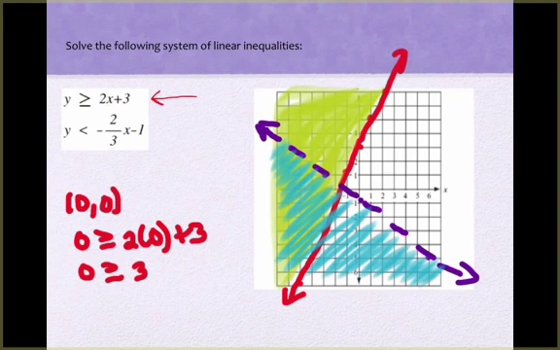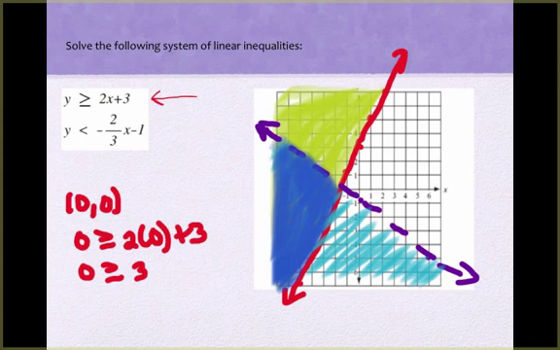So if we're looking at the system of inequalities, we want the part that's been shaded by both inequalities, and that's going to be the part that would be located right here. So this would be my solution to that system of linear inequalities.